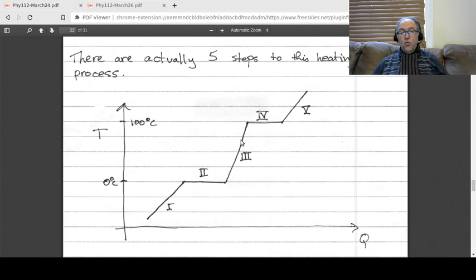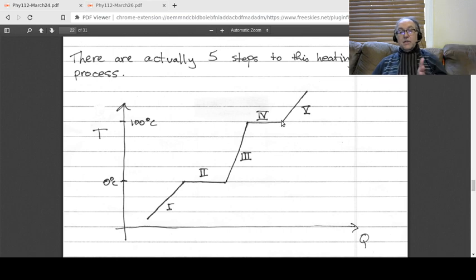You get 20, 40, 80, and then finally 100. Now you have water at 100 degrees Celsius, and you can't go further than that. As you keep adding heat to water at 100 degrees Celsius, the water starts to convert to steam. It undergoes a phase transition. So at this point you have water at 100 degrees Celsius, but you keep adding heat, and then you get steam at 100 degrees Celsius.